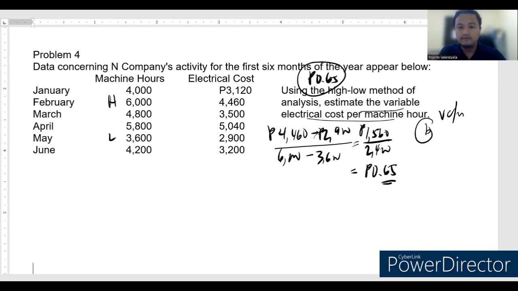0.65. Okay? Tuloy natin. Gusto natin computein yung fixed cost. So again, using your Y equals a plus bx, gamitin natin for example yung lowest. The lowest activity is 36.